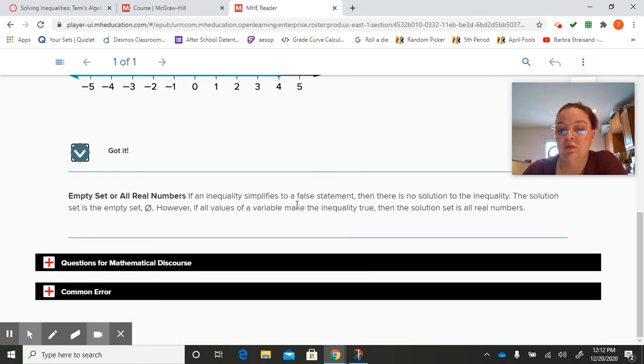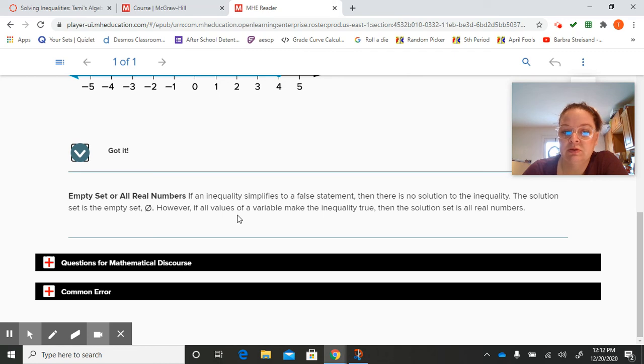If an inequality simplifies to a false statement, something that cannot possibly be true, then there is no solution to the inequality. The solution set is the empty set, which is this circle with a line through it. You might recognize these from signs when they tell you that things aren't allowed. They have a circle and a cross through it. In math, it means the empty set.